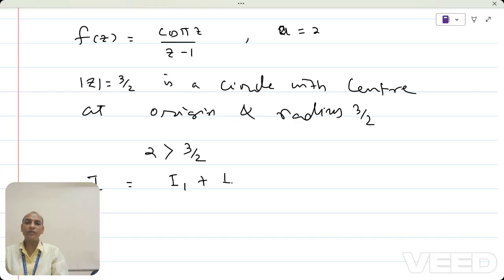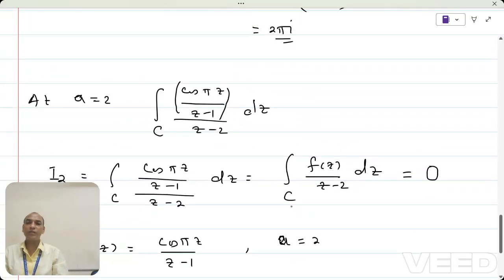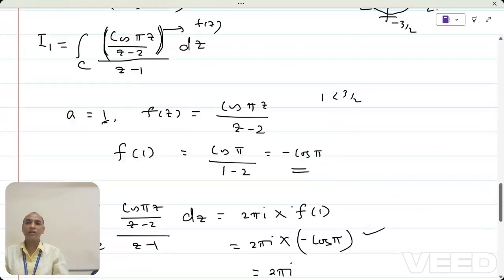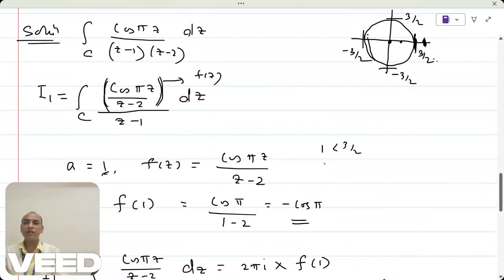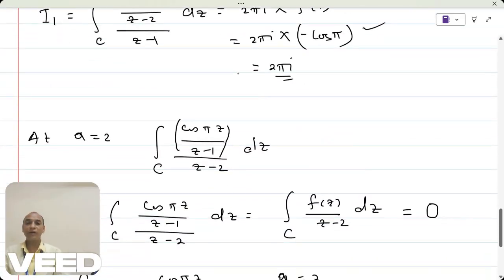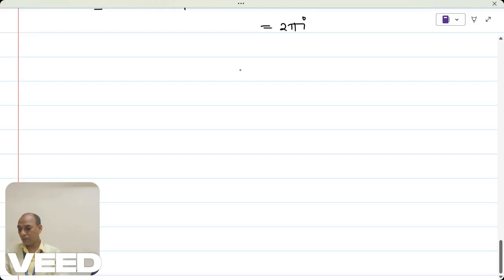And so the final answer will be I1 plus I2. I1 you got as 2 pi i and I2 you got as 0. So finally your answer will be 2 pi i. The value of this integral is 2 pi i. Okay. So I will do another problem where the center and the circle will be something else.